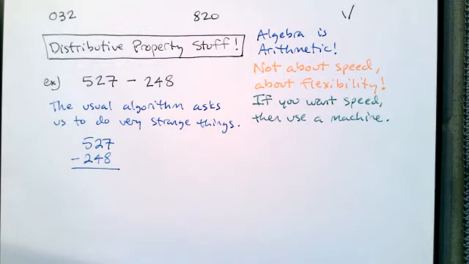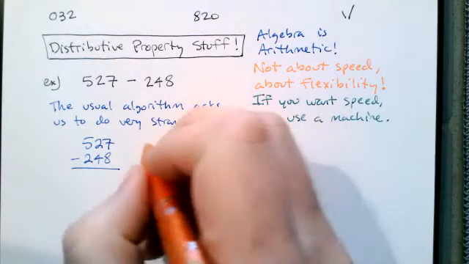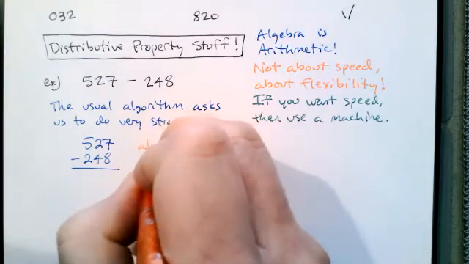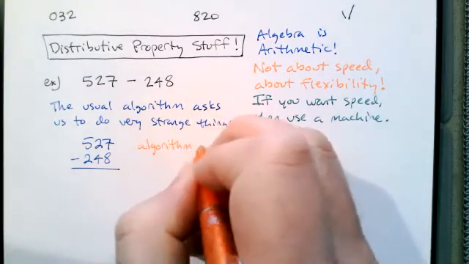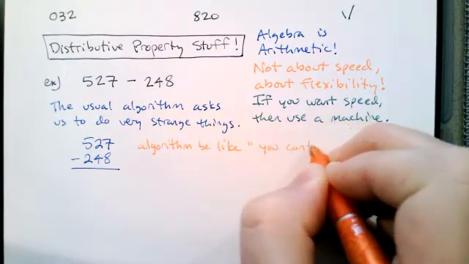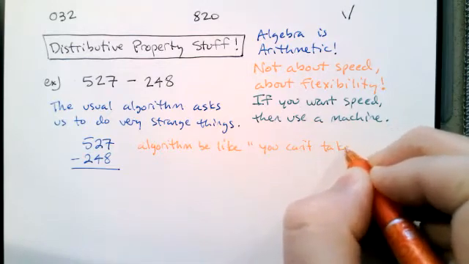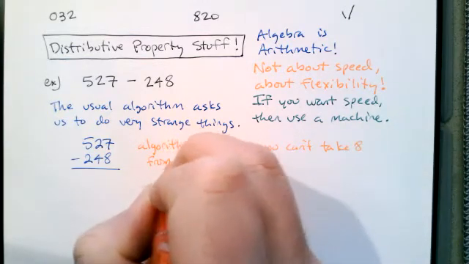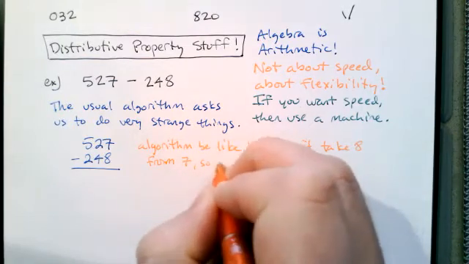So the standard algorithm asks us to do very strange things, and it asks us to say things that aren't true. In the standard algorithm for this, we would say the first thing we try to do is 7 minus 8, and then we say something that as adults we know is a lie. We can't take 8 from 7, so we need to borrow. Is anybody familiar with that? The standard algorithm says you can't take 8 from 7, so you have to borrow.